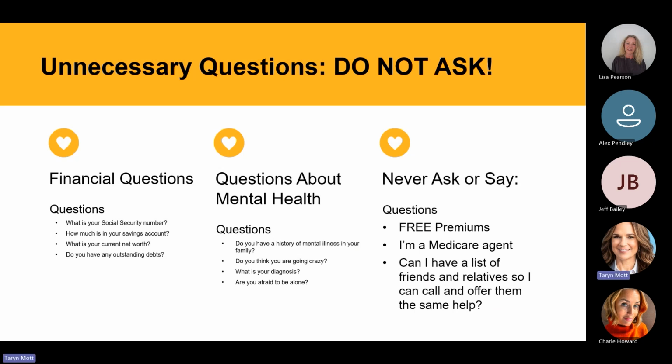Never ask or say free premiums, guys. Even though there are a ton of Medicare Advantage plans with a $0 premium, we cannot say that they are free. We also cannot say that it's free to go to your primary care doctor, it's free to get labs, it's free to get an x-ray. You can't use the word free. I always substitute the word free for $0. That's just how I say it.